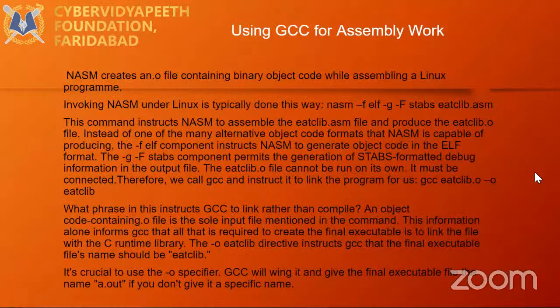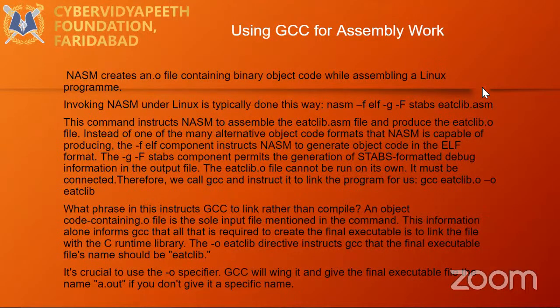Now, there are ways to use GCC for assembly work. So you can use it for assembly language work. And NASM creates a .o or object file containing the binary object code when assembling a Linux program. Invoking NASM under Linux is typically done using nasm -f elf -g -F stabs and then the name of the assembly language file.